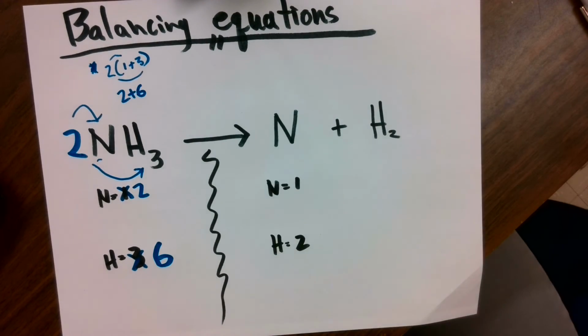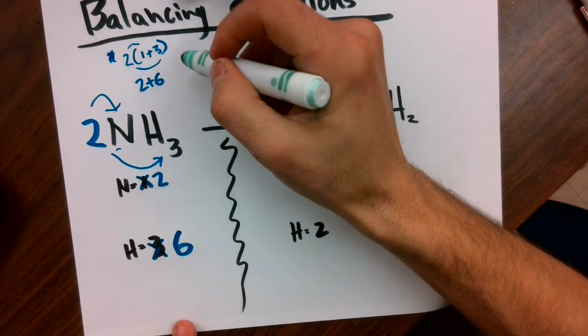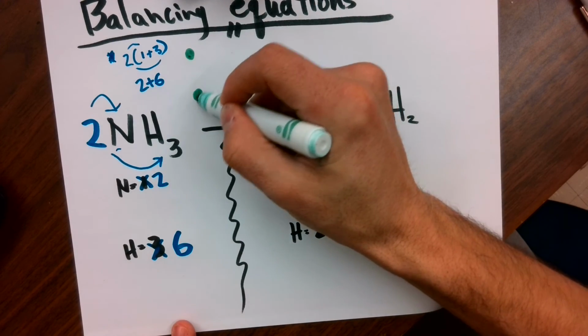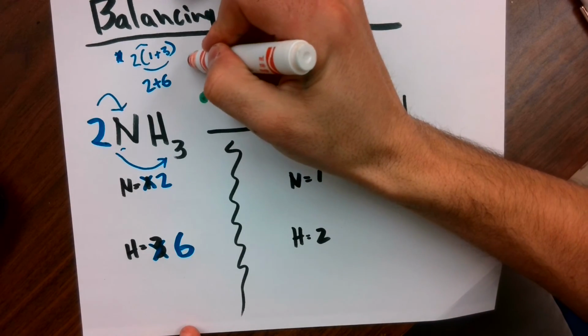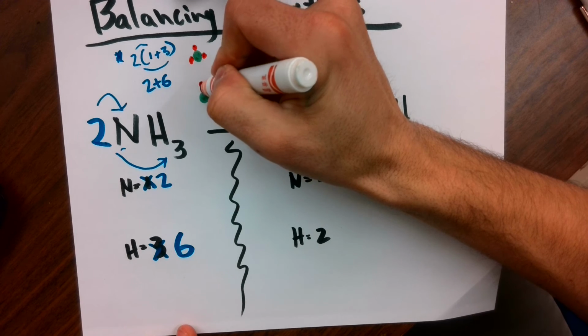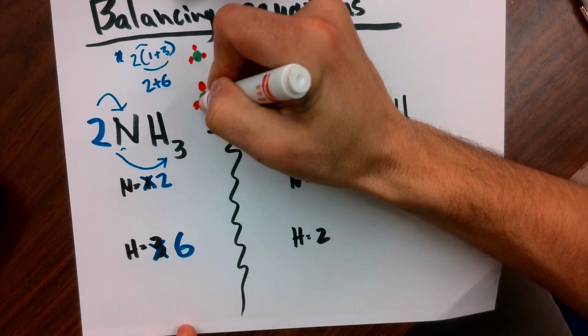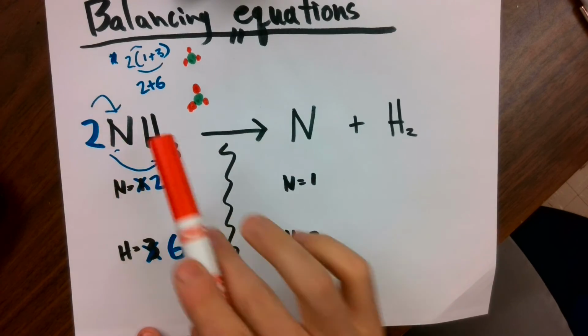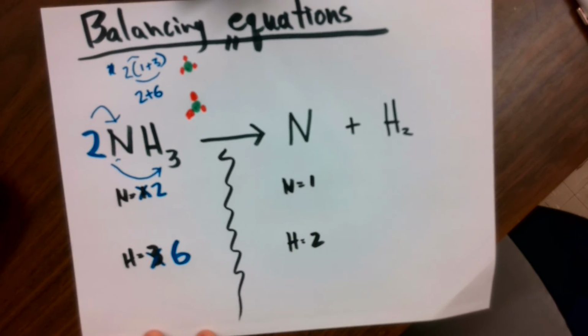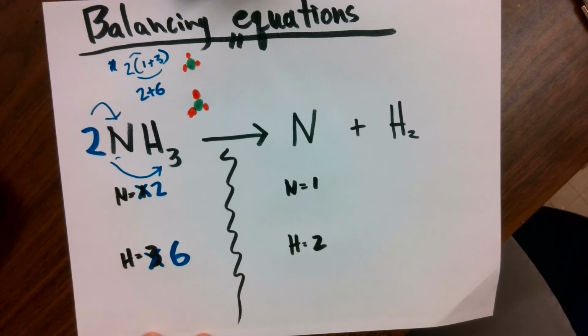I said I wouldn't draw it, but I will. Where I have now 2 of these. I'm going to go ahead and say that's my nitrogen. I've been making hydrogen red. Okay. So how did I know what to draw? Well, NH3 is not going to change. The stuff in black is not going to change. I'm just changing how many of them I have.